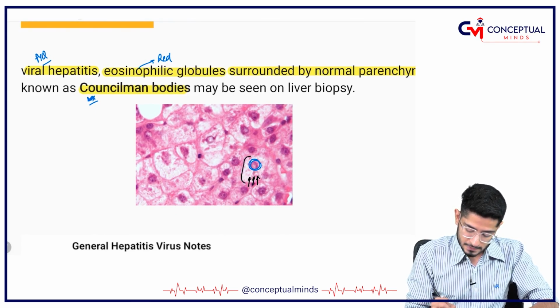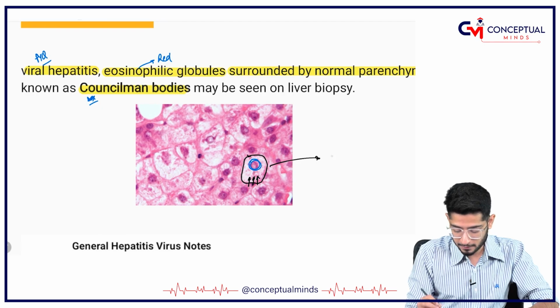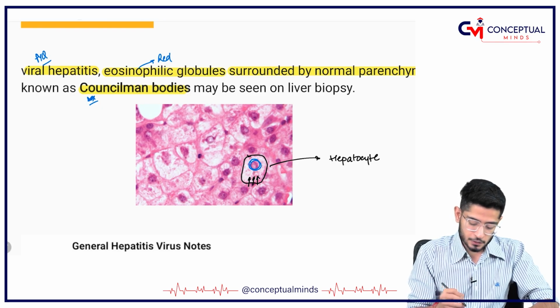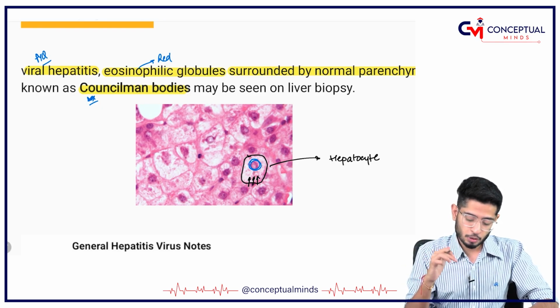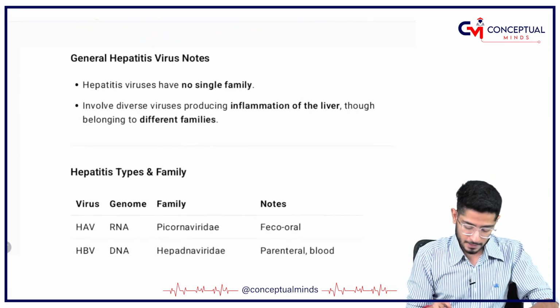So what is this? This is a hepatocyte, my dear friends. So hepatocytes having the round globule surrounded by the normal parenchyma.